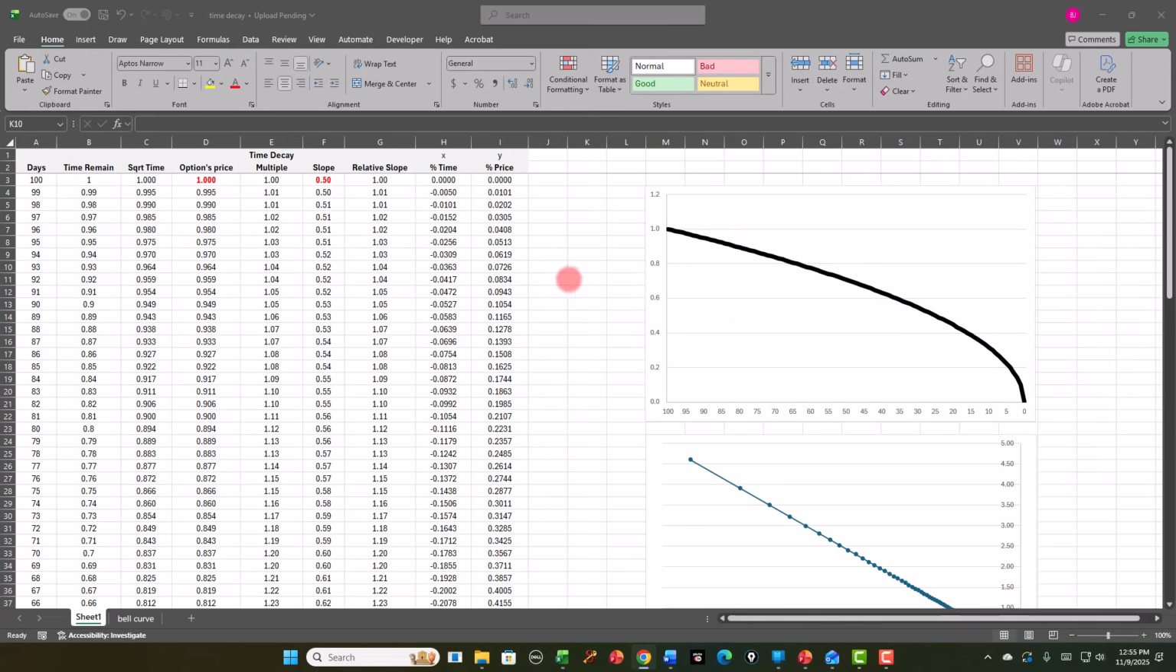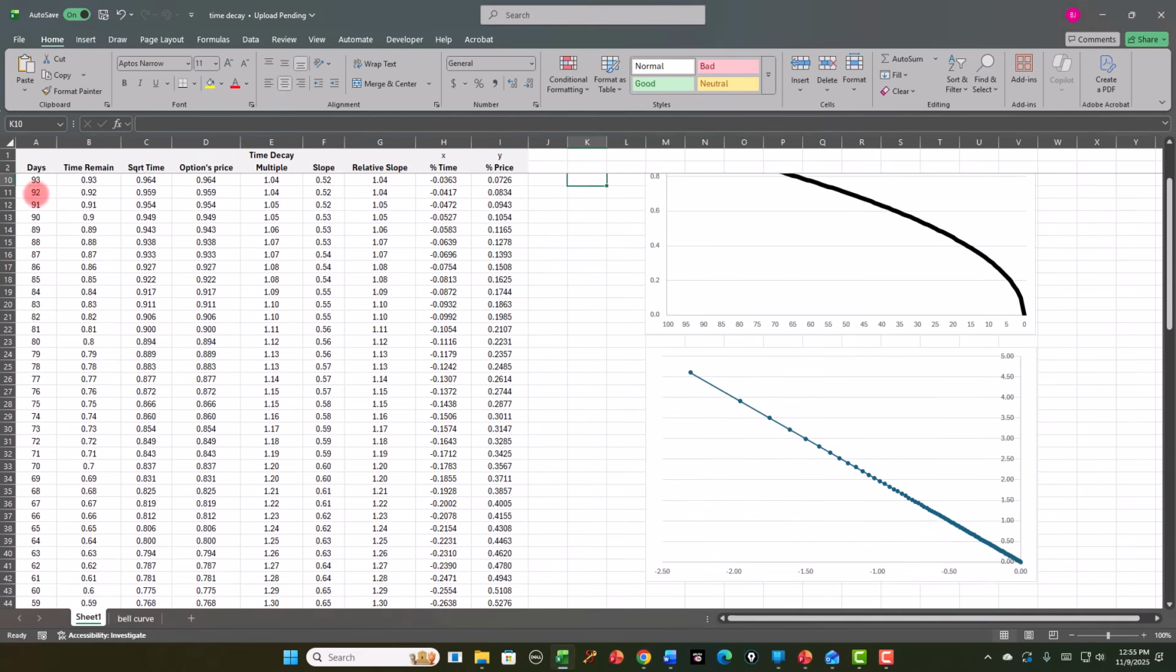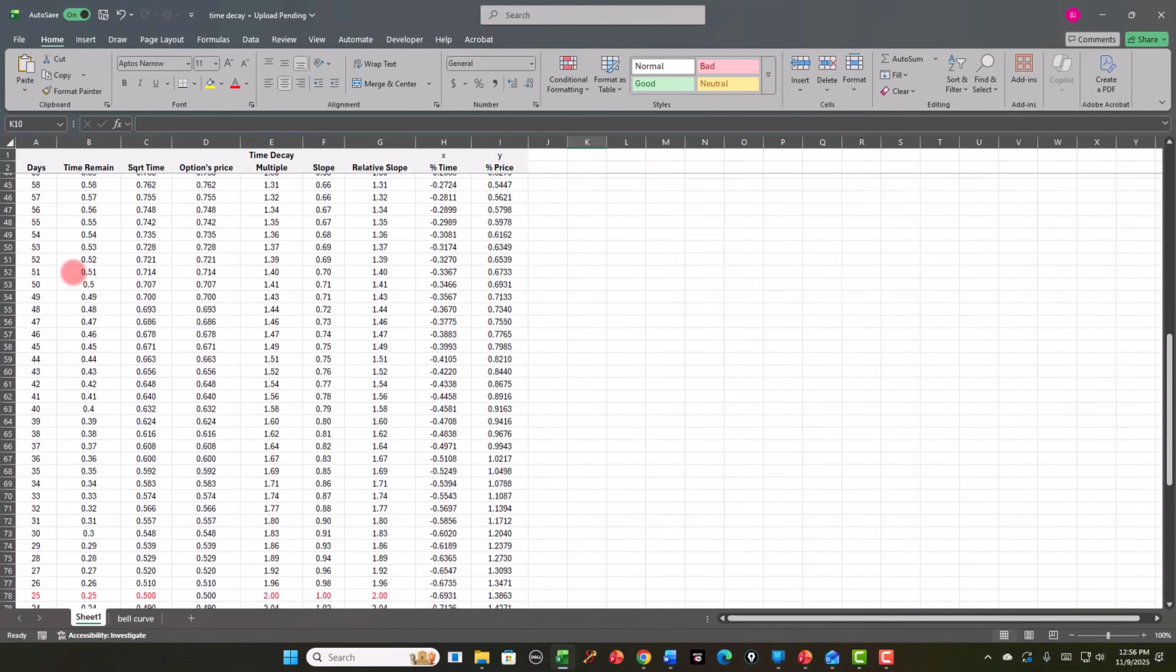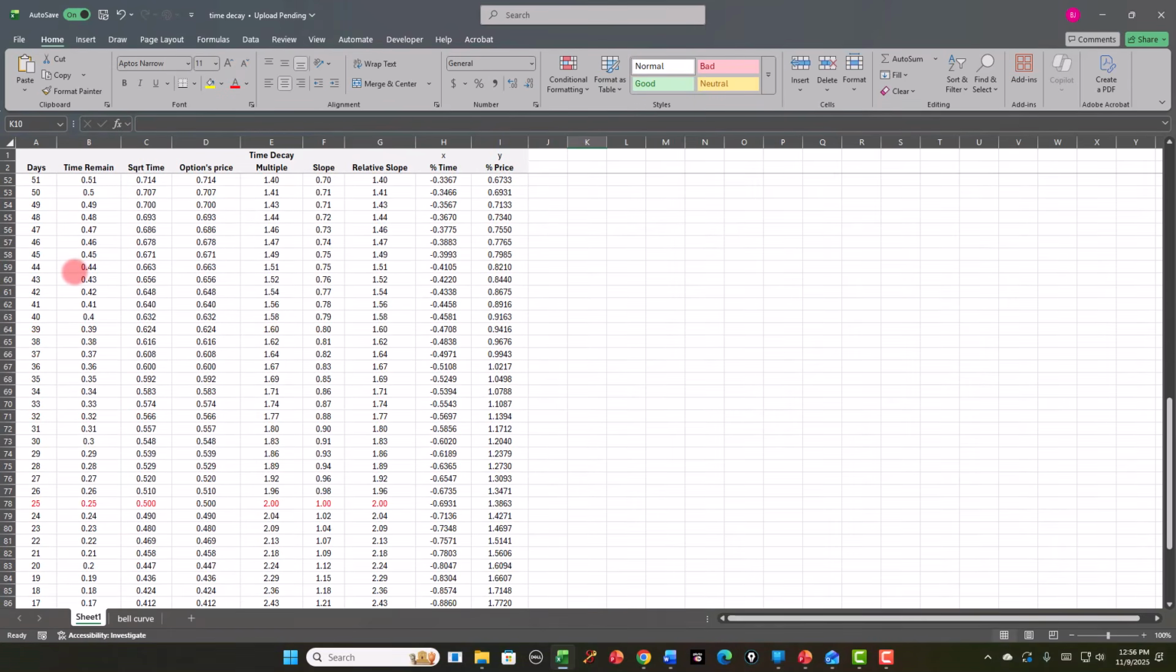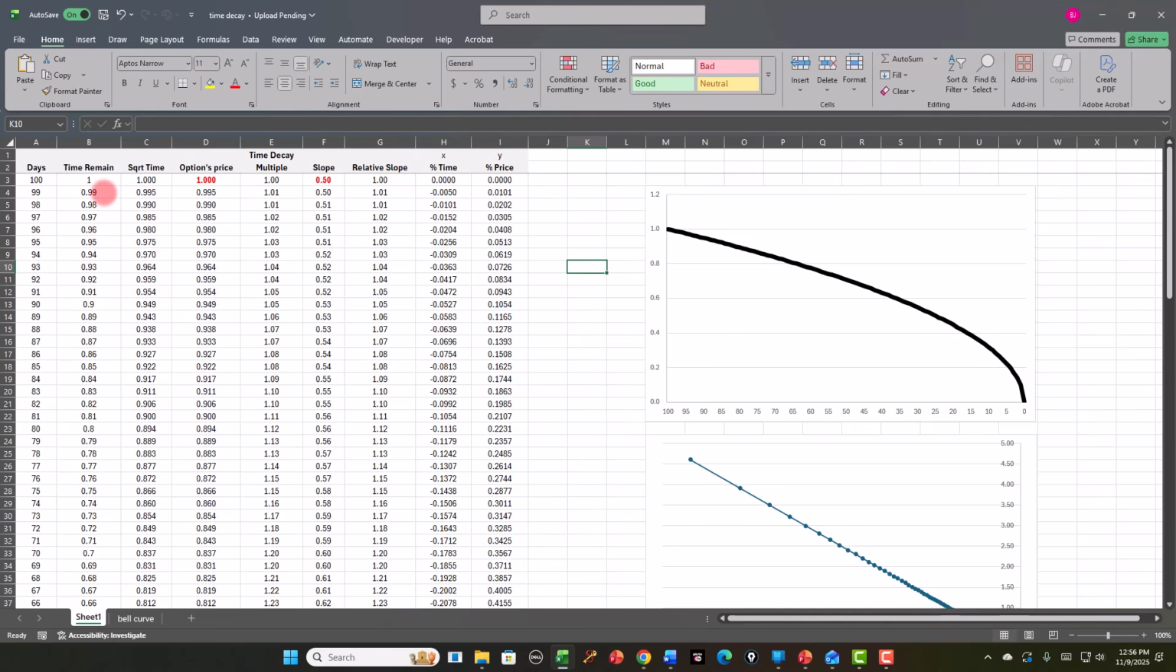Okay, so now we're into an Excel spreadsheet, and I've got 100 days to expiration. This is what we saw in the presentation, all the way down to 0. Up here at the top, we're going to say that the amount of time remaining as a percentage is 100%. So if it's a 100-day option and we have 100 days, it's got 100% of the time remaining. 1 day later, when there's 99 days remaining, we have 0.99 of the time remaining.